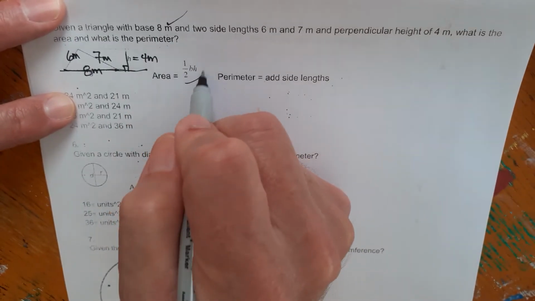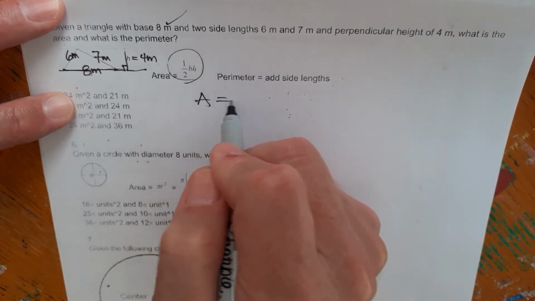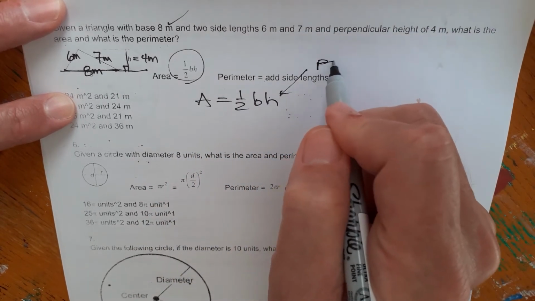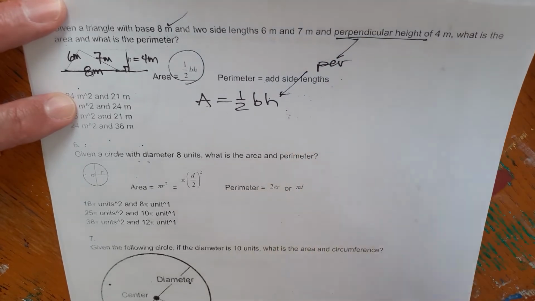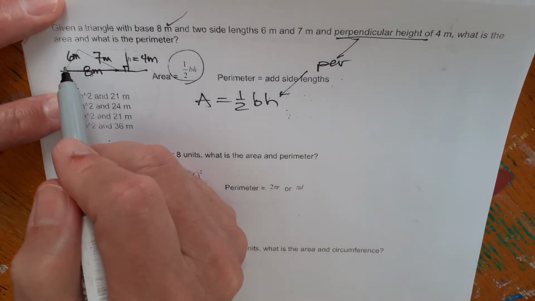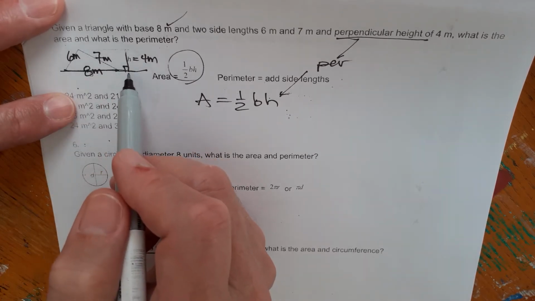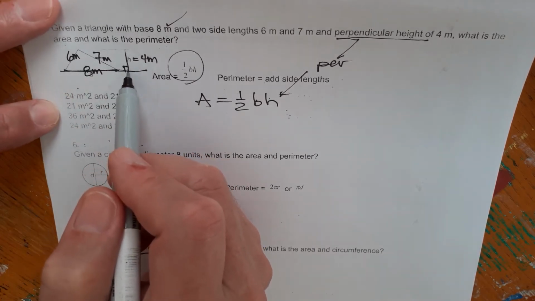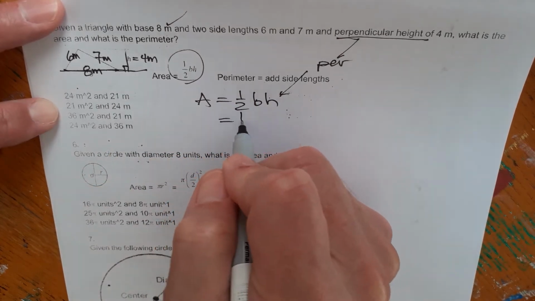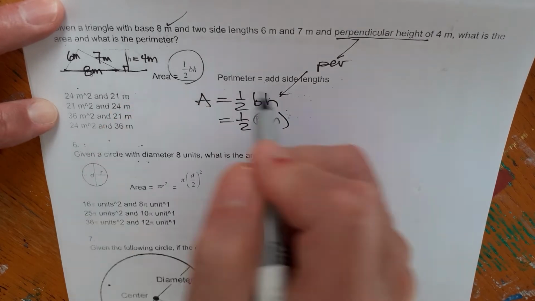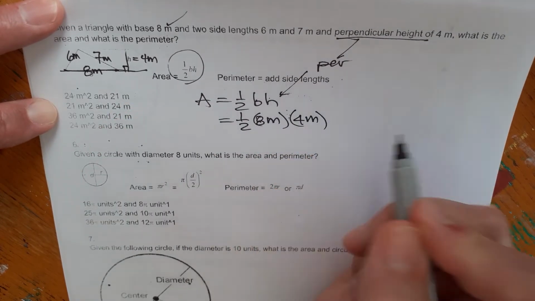So area of a triangle is 1/2 base times height. Area equals 1/2 base times height. And just so you know, it is perpendicular height right here. That's very important. So I know they're giving us the length of these sides, but those are at an angle. They cannot be used for height. We must use the altitude or perpendicular height. So 1/2 base, which is 8 meters, times perpendicular height, which is 4 meters.